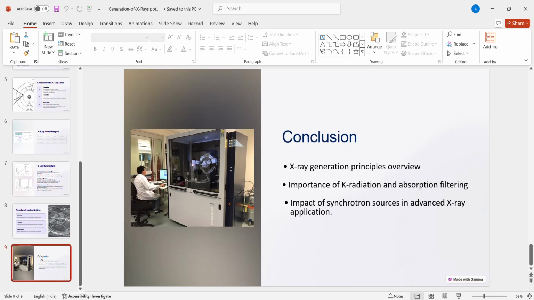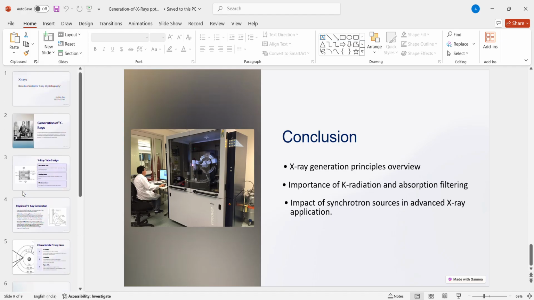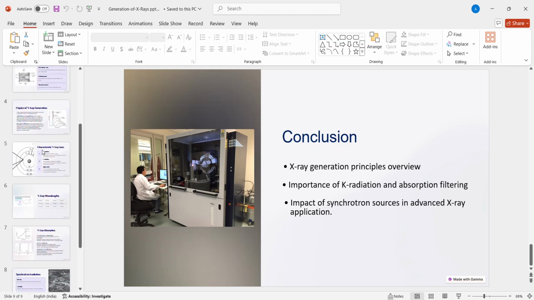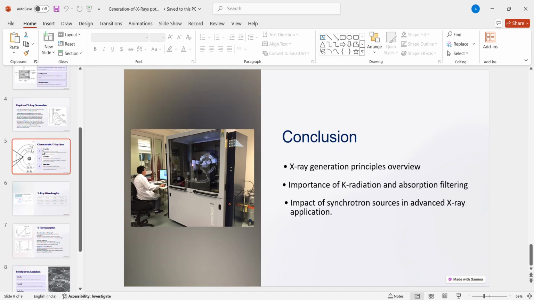Finally, we come to the conclusion that we have studied how X-rays are generated and how they are used. One more thing is application, which has a wide variety nowadays. We have read about X-ray generation principles, the importance of radiation and absorption filtering, and the impact of synchrotron sources in advanced X-ray applications. So this is the PPT on X-ray crystallography, covering how X-rays are formed and their characteristics, physics, wavelength, absorption, filtering, applications, and synchrotron radiation.